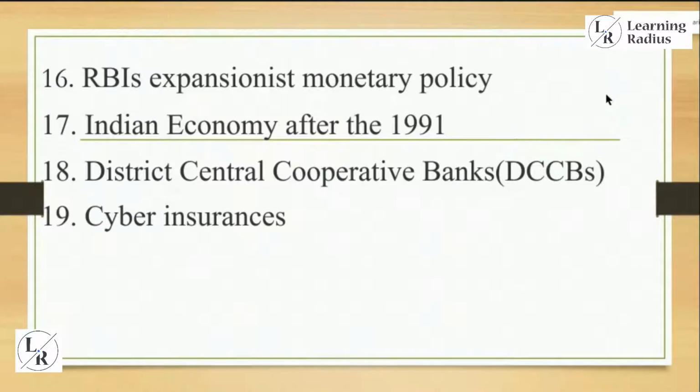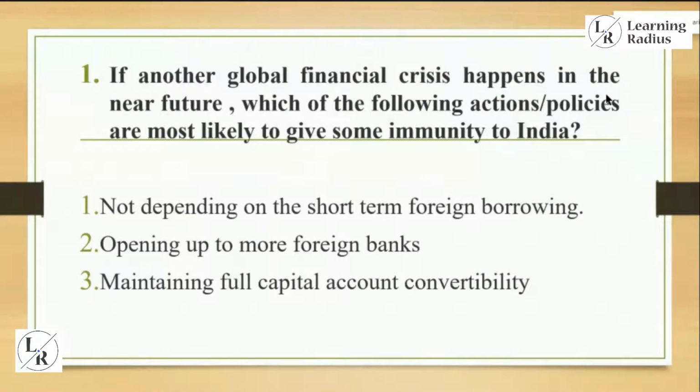Let's get into the questions. First question, it has nothing to do with current affairs. It has nothing to do with static areas. It is a clear application, an application with a total understanding of economic and social development, or a total understanding of the world economy. If another global financial crisis happens in the near future, which of the following actions or policies are most likely to give some immunity to India?